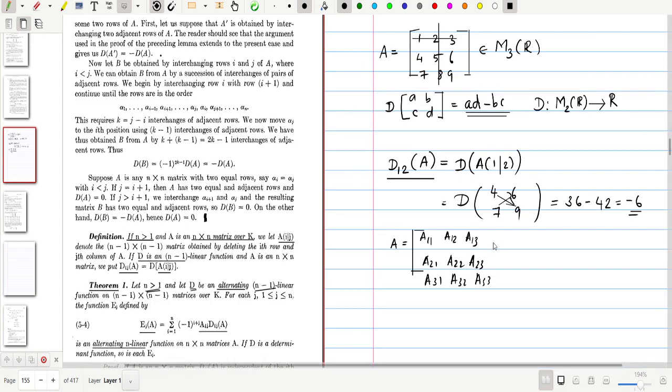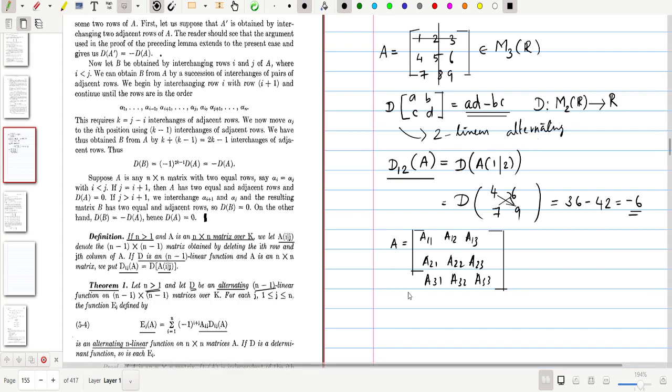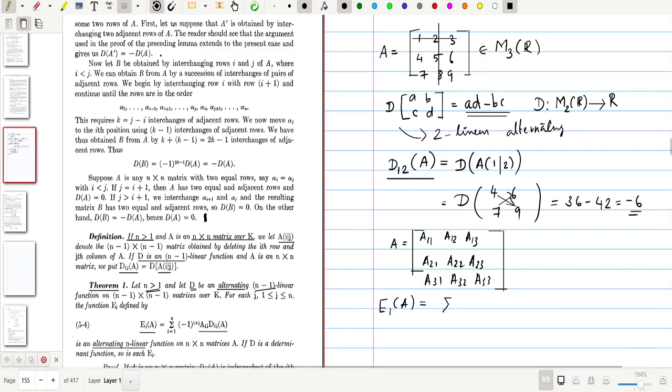If this is the 3 by 3 matrix, using this 2 linear alternating function, we will construct a 3 linear alternating function. How will you find a 3 linear alternating function? First you write E1 of A. What is the definition of E1 of A here? E1 of A is the summation over i equal to 1, 2, 3, since we have only 3 rows.